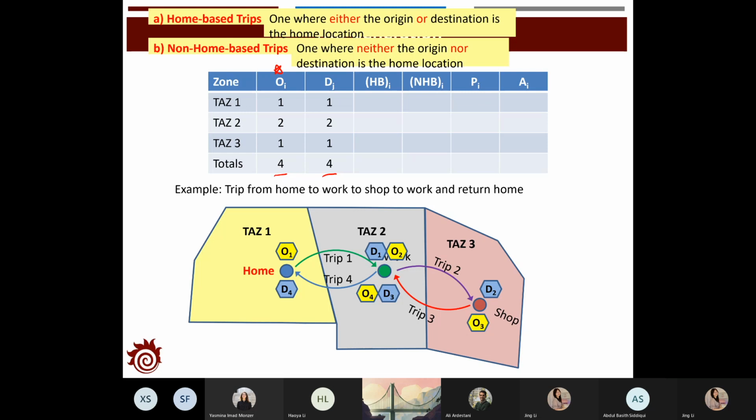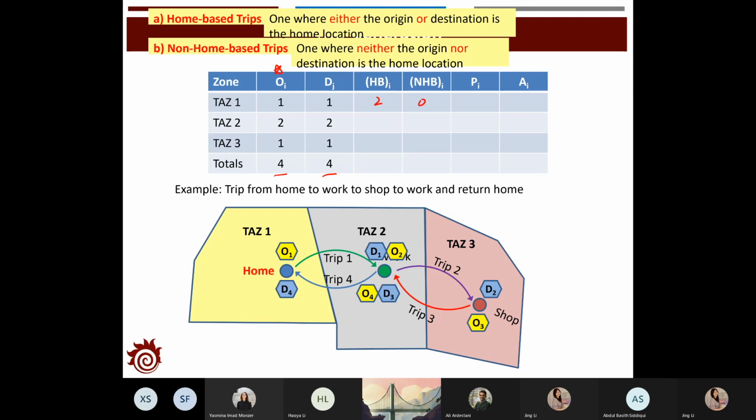Yes, 2 would be the right number. Both trip 1 and trip 4 are home-based trips because one end of the trip is the home. So they are both home-based trips, and we don't have any non-home-based trips, so that will be 0. What about zone 2? So for zone 1 we have 2 and 0.